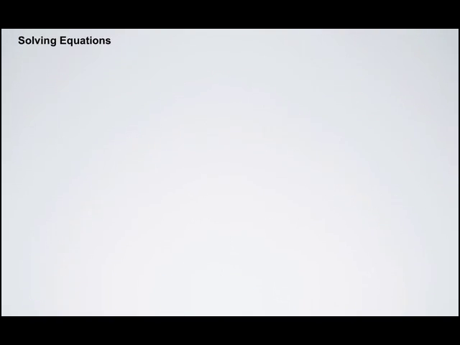Now you try it. Example 6. Solve 4 over 7x minus 5 is equal to 20.